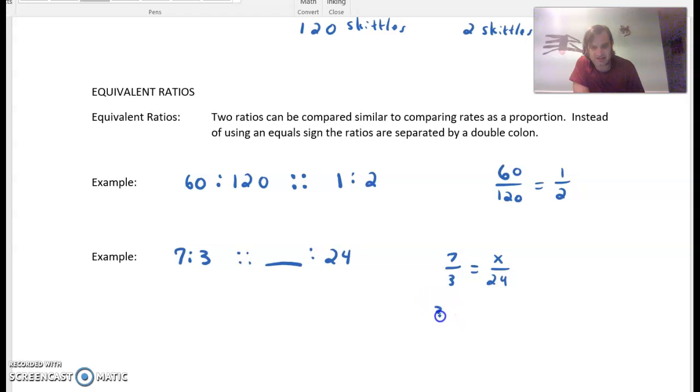So if we cross multiply, I need to pick up a calculator, but cross multiply, 3x equals 7 times 24, 168. If we divide both sides by 3, x will be 56. Okay. So basically 7 is to 3 as 56 is to 24. So it's an equivalent ratio.